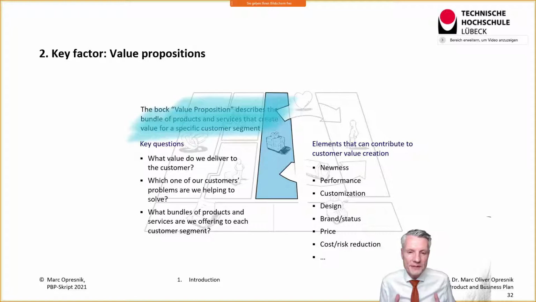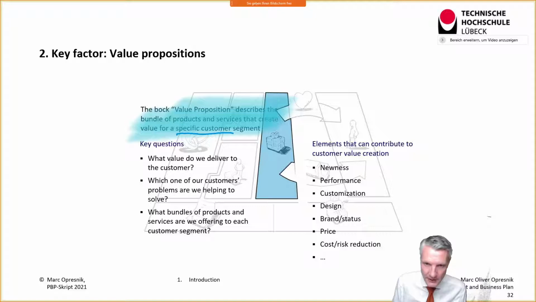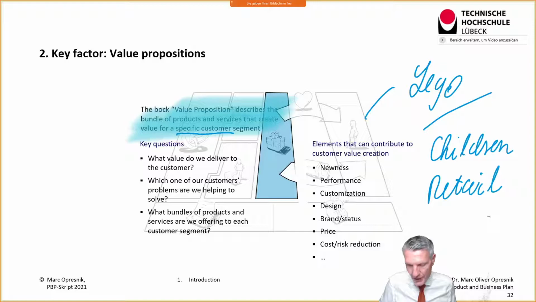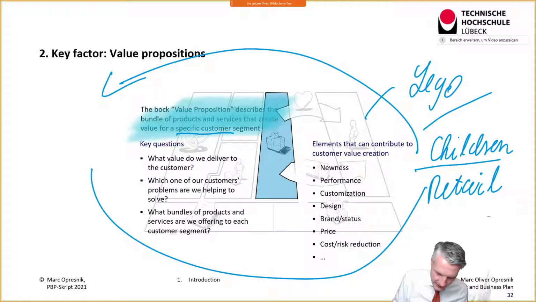So the focus should be on a specific customer segment, because you don't normally have one value proposition that appeals to all customer segments, but with respect to the customer group, you have different value propositions. Using the example of Lego, we already said that there can be many customer groups, for example, children being one, and also retail, online and offline retail, so bricks and mortar as well as online shops such as Amazon. And for each of those customer segments, Lego has to create a different value proposition.